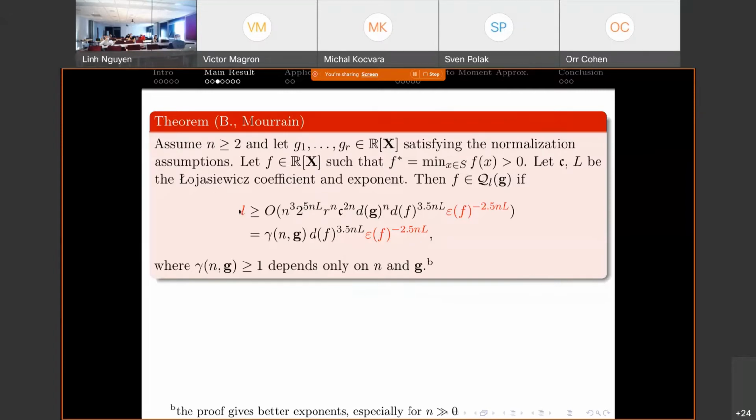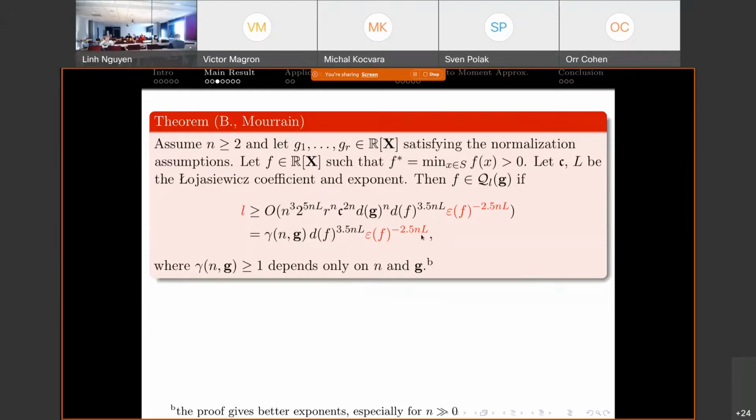If we look only at the second line, if l is bigger or equal than a constant gamma that depends only on g and n, times the degree of f to a constant times n times L, times epsilon of f to the power minus 2.5 times n times L.